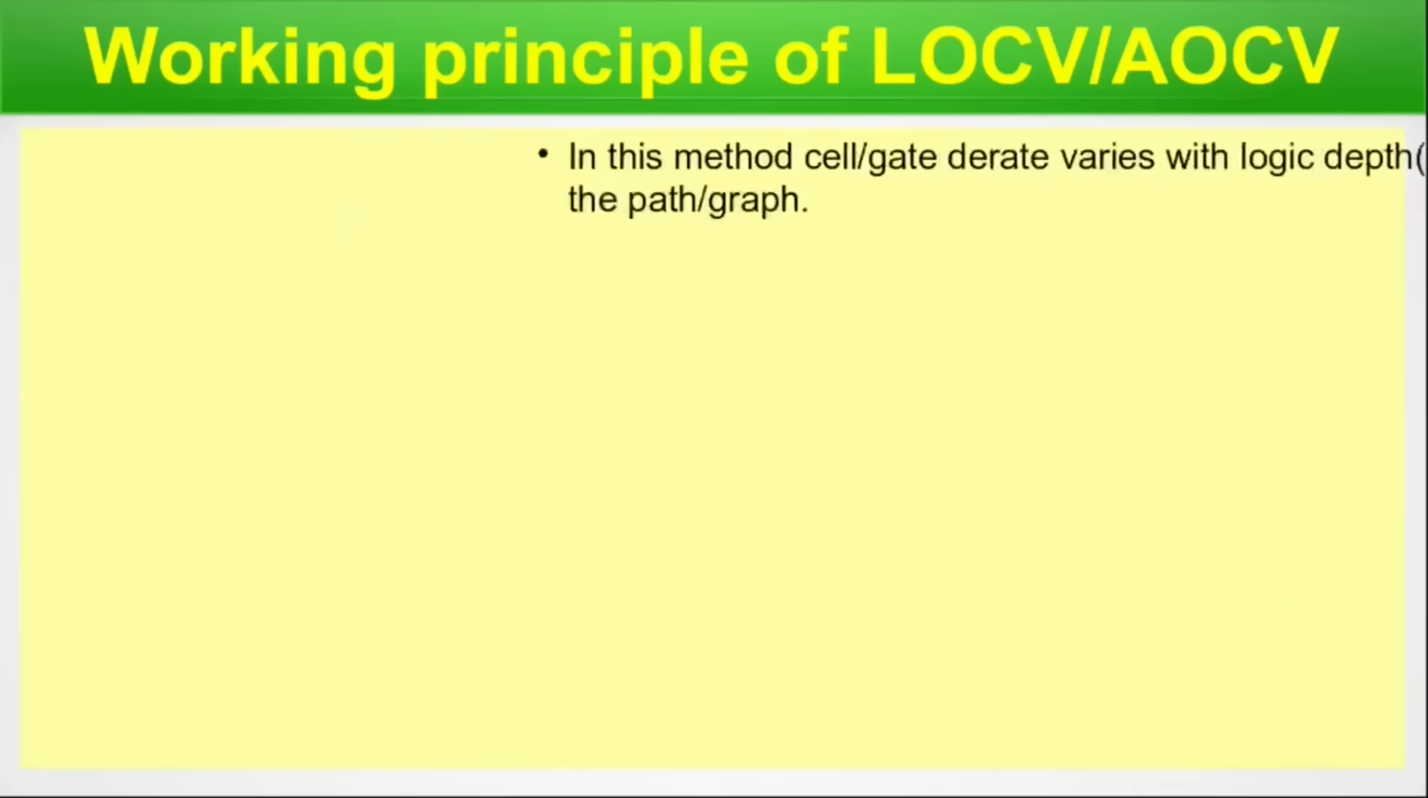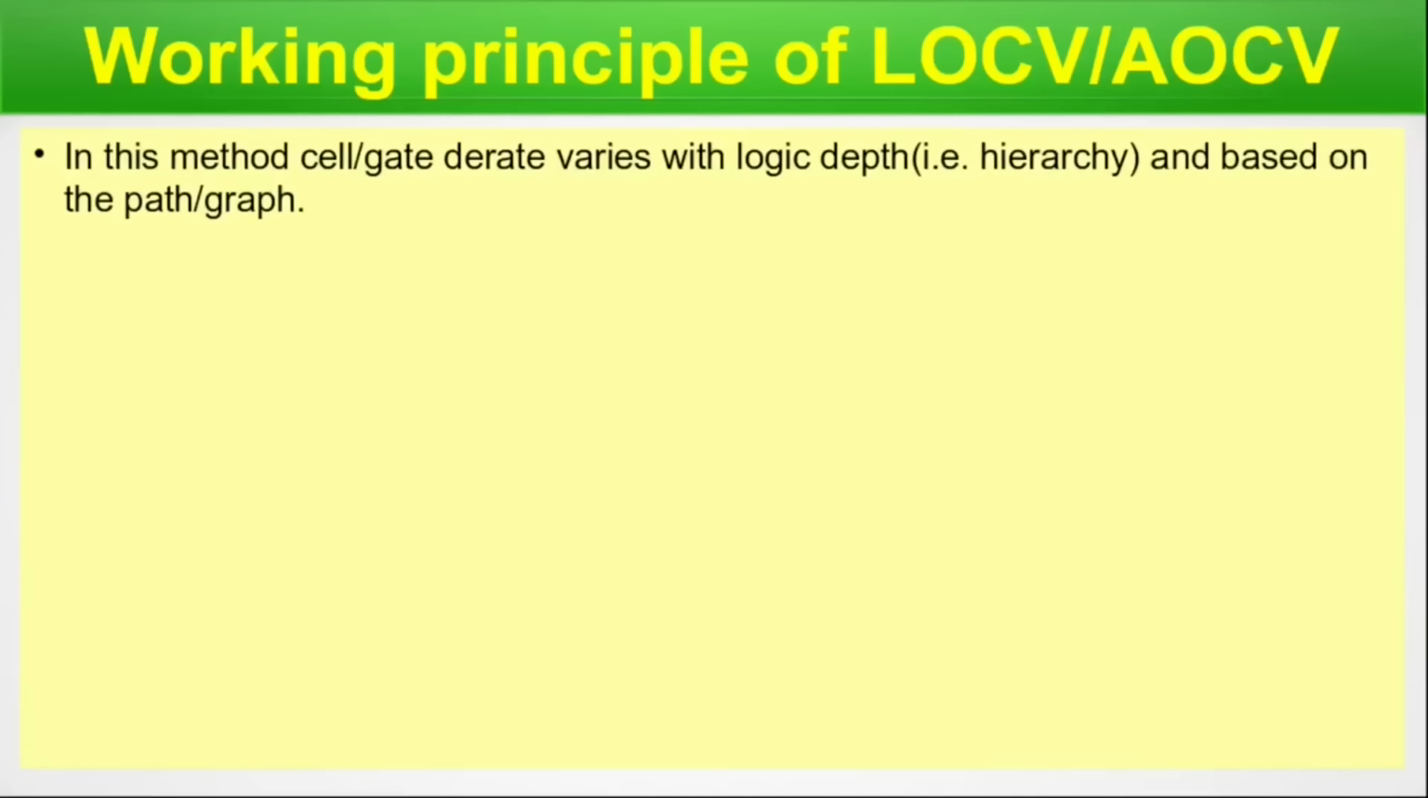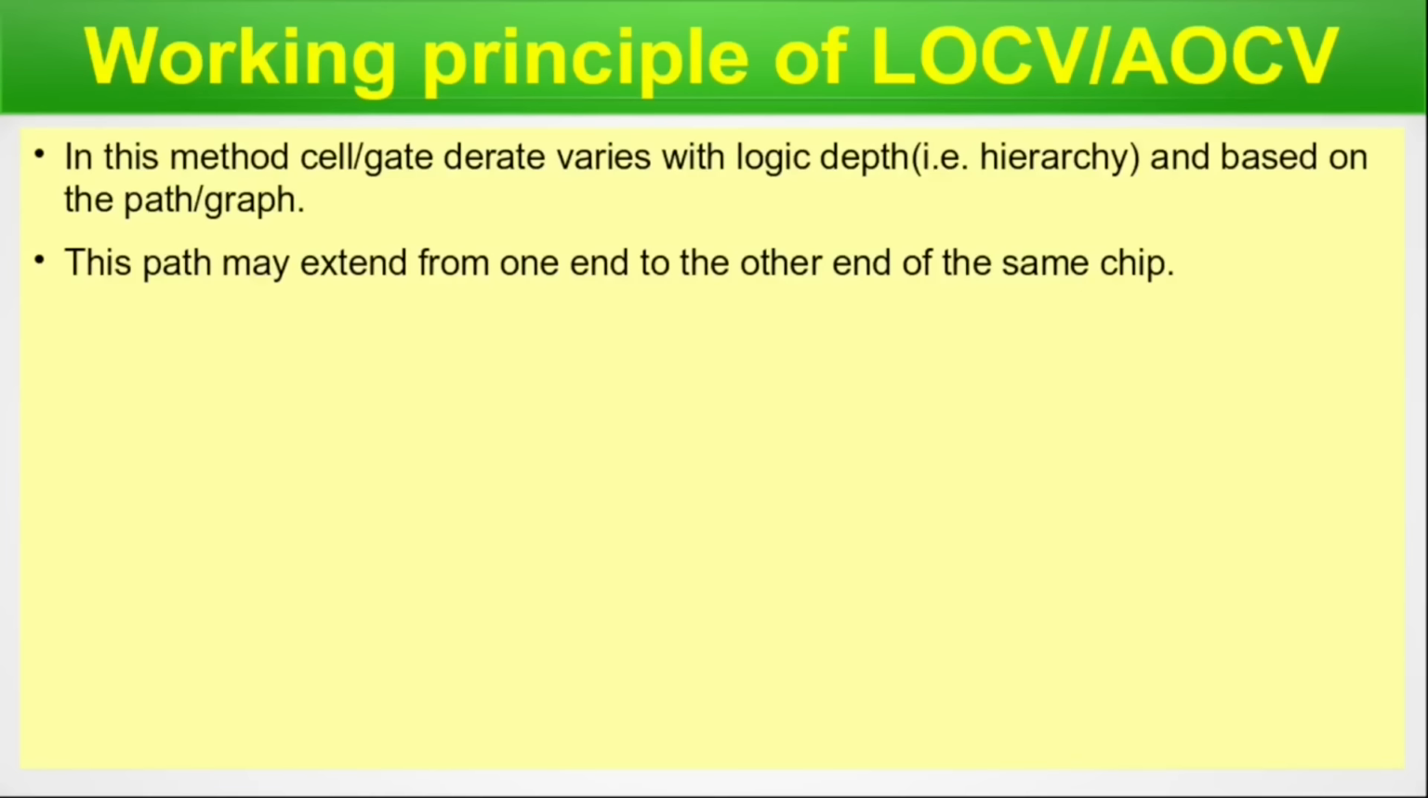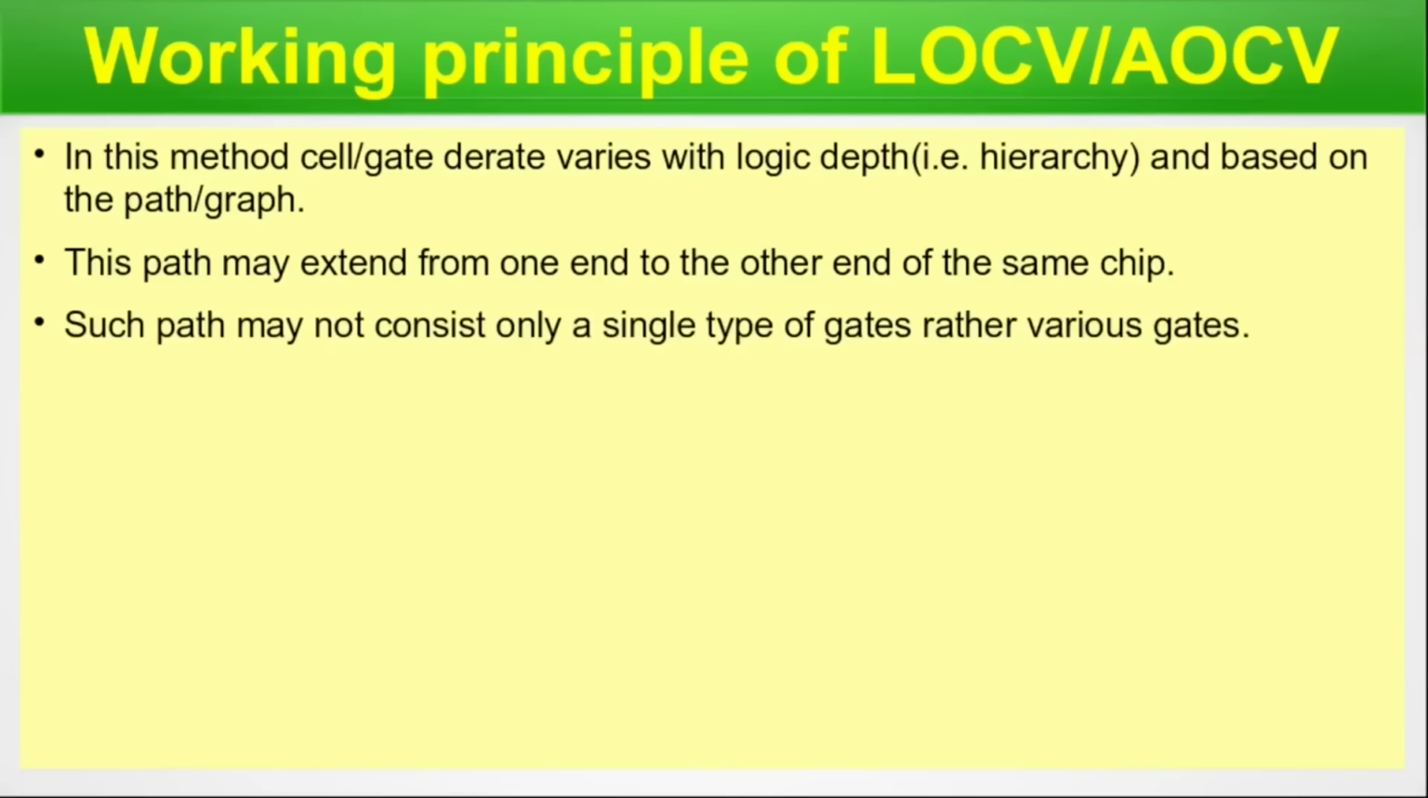Working principle of LOCV or AOCV. In this method, the cell or gate derate varies with logic depth, that is hierarchy, and based on the path or graph. Logic depth: you understand that the gates are connected or the blocks are connected, and when we go inside a block, we have a sub-block. This way we have the logic depth or the hierarchy. This path may extend from one end to the other end of the same chip, that is the wafer. I have already mentioned this a couple of times. Such a path may not consist of only a single type of gate, but rather various gates. Obviously, the design will contain multiple types of gates inside the silicon wafer.